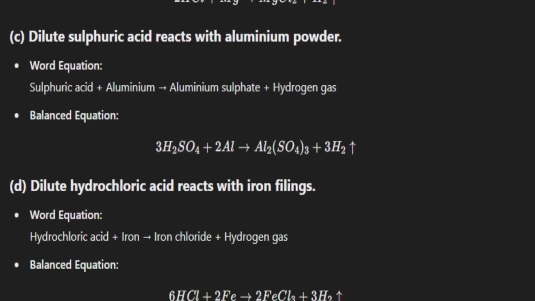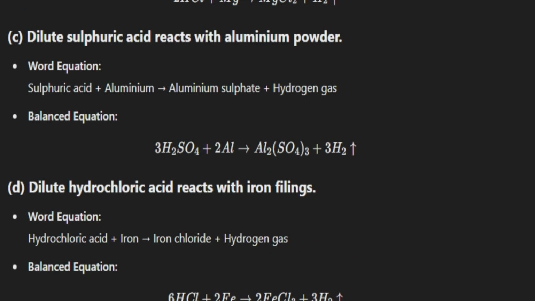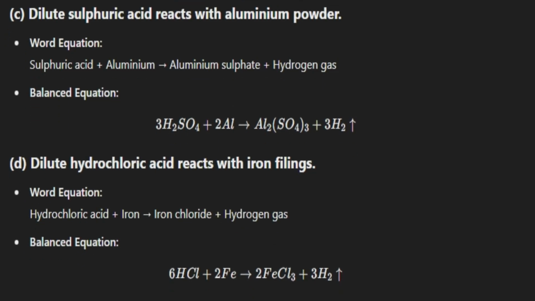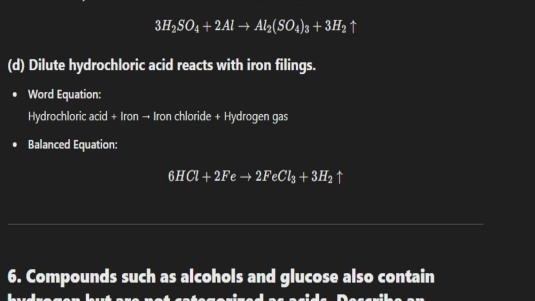C) Dilute sulfuric acid reacts with aluminium powder. Word equation: sulfuric acid plus aluminium gives aluminium sulfate plus hydrogen gas. Balanced equation: 3H2SO4 plus 2Al gives Al2(SO4)3 plus 3H2. D) Dilute hydrochloric acid reacts with iron filings. Word equation: hydrochloric acid plus iron gives iron chloride plus hydrogen gas. Balanced equation: 6HCl plus 2Fe gives 2FeCl3 plus 3H2.